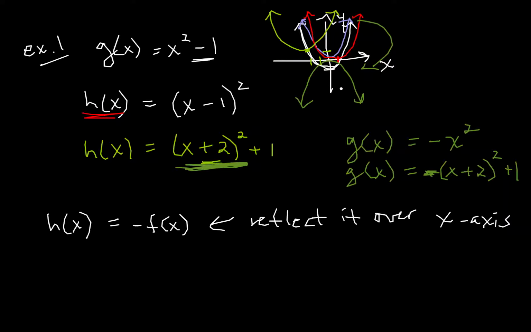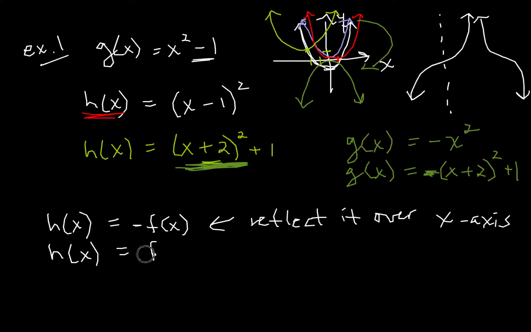We can also reflect a graph over the y-axis. Now, if you reflected a parabola over the y-axis, take, for instance, this white one right here, it would look exactly the same because it's symmetrical. But some shapes wouldn't work like that. Like if you had a cubic function and you flipped it over the y-axis, it would then look like this, right? So, just saying.